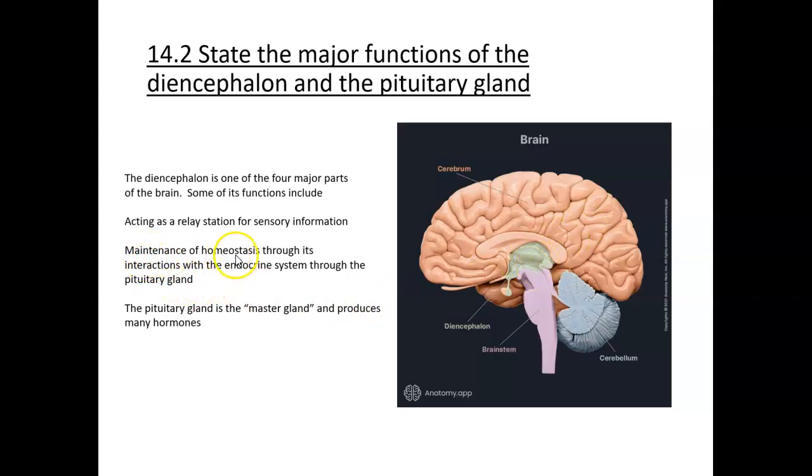It's highly involved in homeostasis because of the pituitary gland and because it interfaces with other hormones and the endocrine system. So the diencephalon is a relay station for sensory information. It's involved in homeostasis because of its function with the pituitary gland and other hormones. And that pituitary gland is what we call the master gland because it controls other endocrine glands.